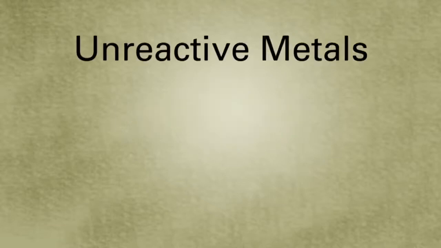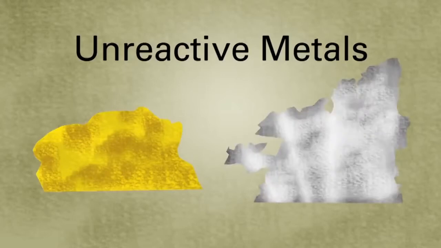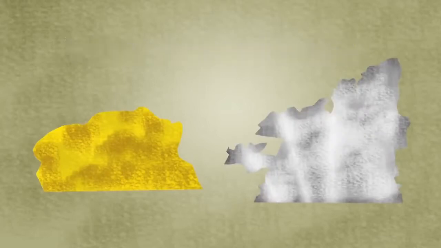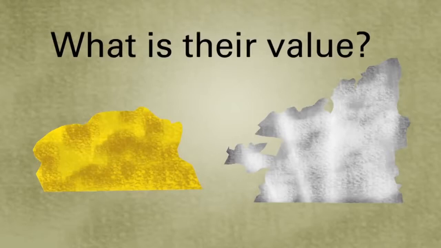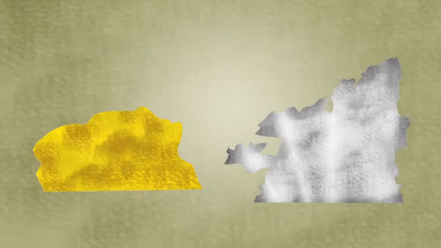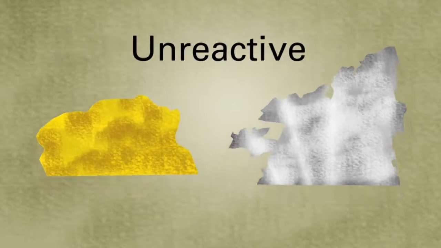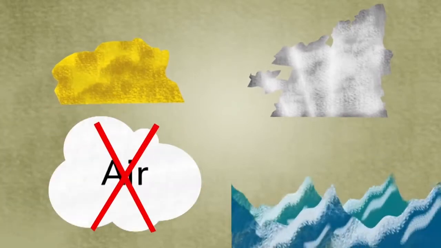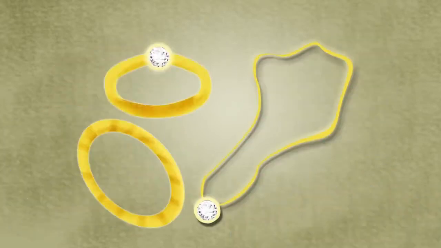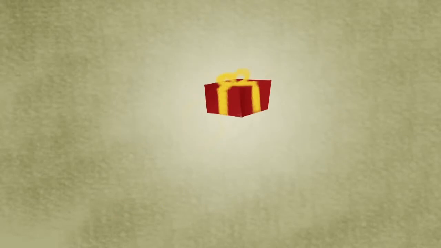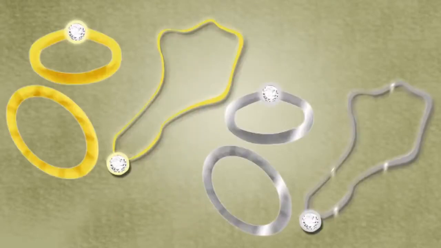Consider some of the most unreactive metals you know of. These metals may be gold or silver. Think about how these metals are used. They are valuable. Perhaps more important in terms of their use is that they are very unreactive. They do not react with air or water. A ring or jewellery is often given as a special gift. Because of its unreactive nature, the jewellery will remain shiny and untarnished.